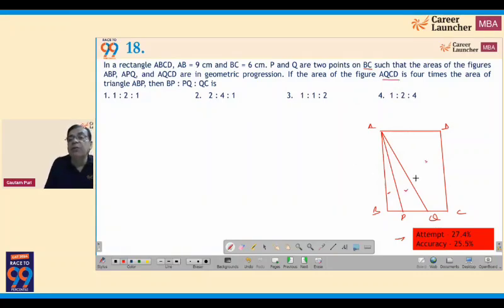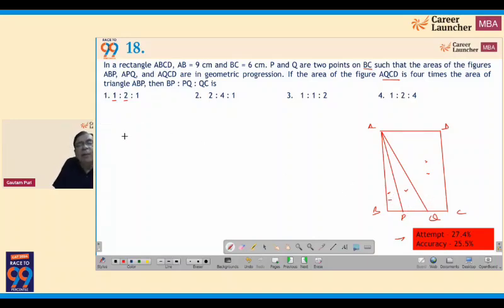Area of AQCD is 4 times this one. Then what is BP is to PQ is to QC? Now, first thing you need to look at in this question: first is to second is double. The third will be the smallest, no?